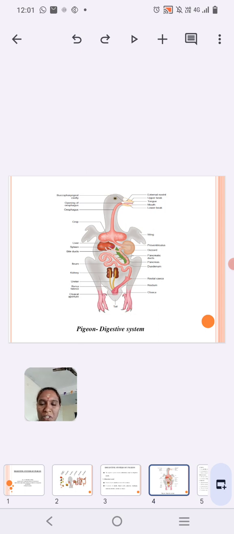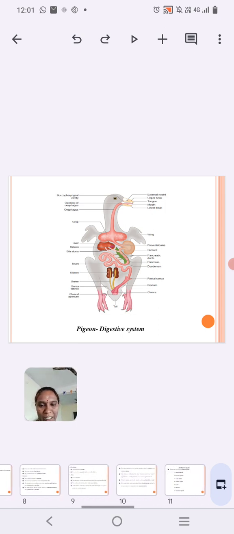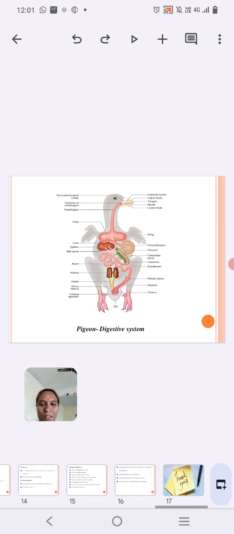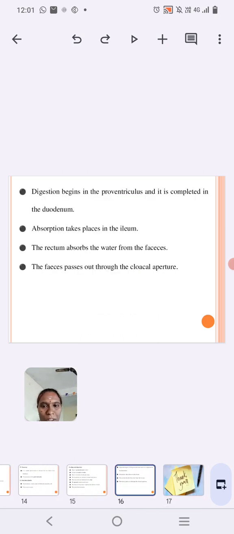Then some digestive glands help in the digestion of food material. These are commonly called digestive glands: the pancreas, liver, gastric glands, mucus glands, salivary glands. So after completion of digestion, the waste material, the feces, is eliminated through the cloacal aperture.